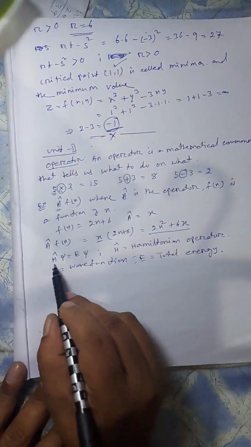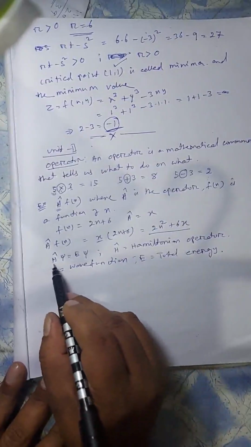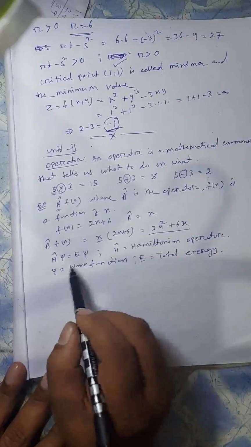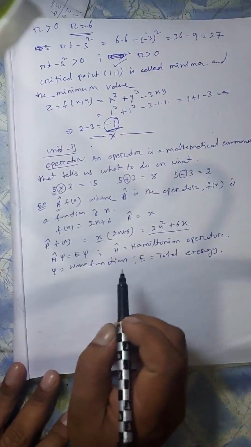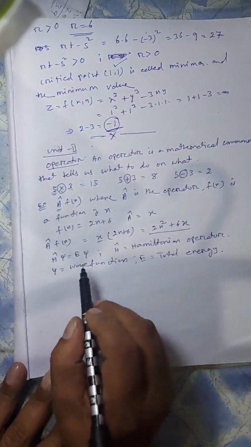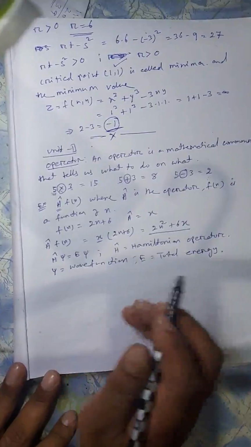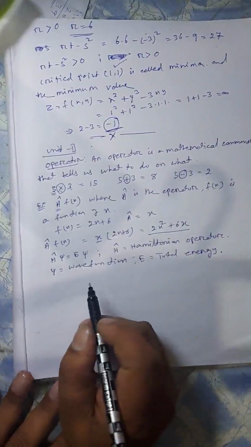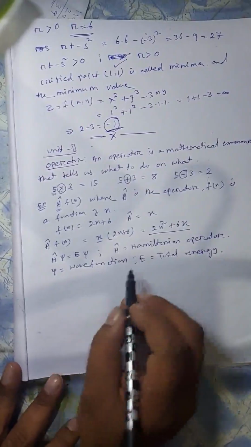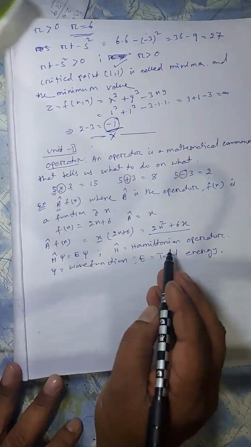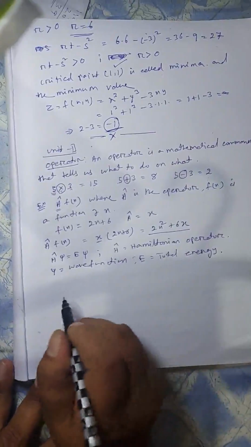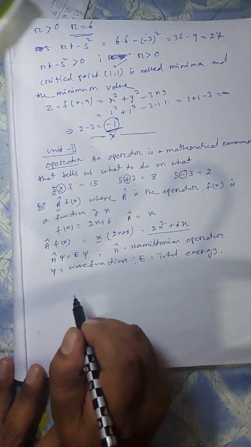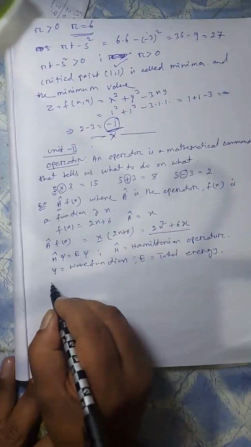That means we know del by del x, del square psi by del x square, del square psi by del y square, del square psi by del z square. So this is how the Hamiltonian operator looks. Hamiltonian was a mathematician, so this operator was named after him. So this is how in quantum mechanics there are certain fundamental operators.